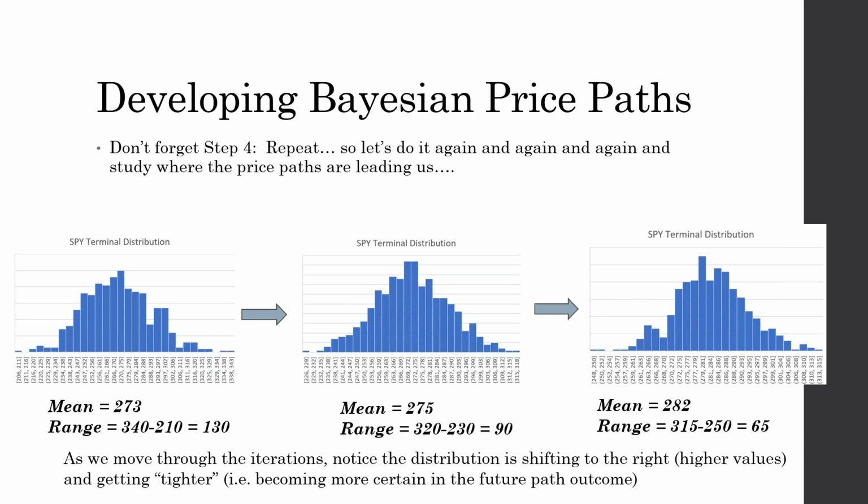So as I note at the bottom, as we move through these Bayesian iterations, the distribution is shifting to the right in terms of where SPY might be in the future. And the distribution is getting tighter. It means there's more certainty, there's less volatility or variance around that. Granted, we're only like day three or four into this projection, by the way.